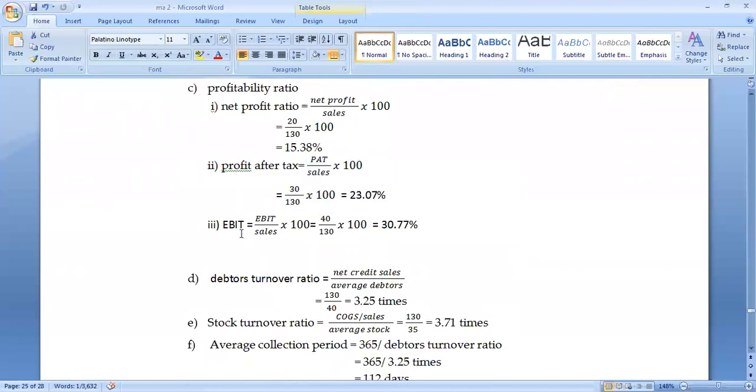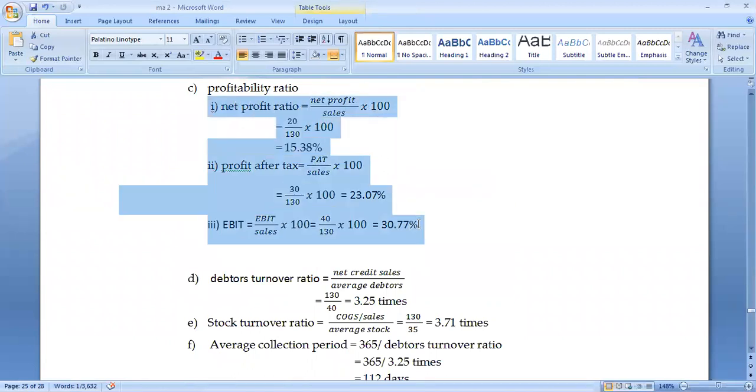Now, EBIT divided by sales into 100. So listen, this formula you can find, two to three formulas, in your textbook. Whenever there is a profitability ratio, compulsorily you need to find out these, because the information goes on like this. Based on the information, sometimes you need to apply the formula as well. Clear?